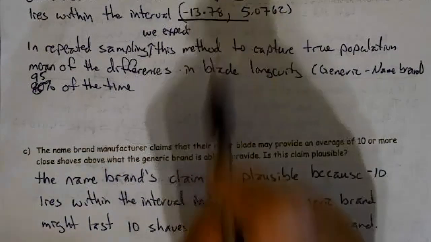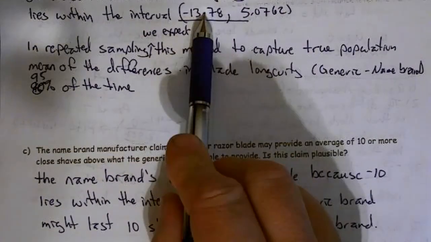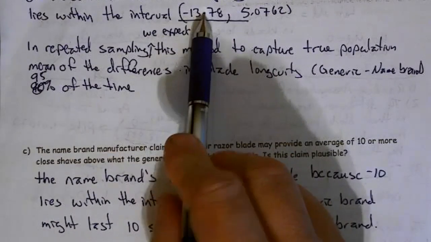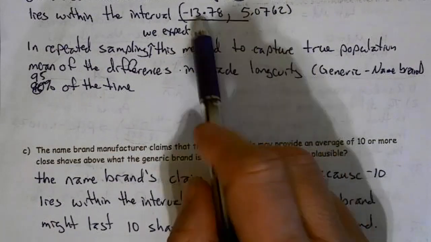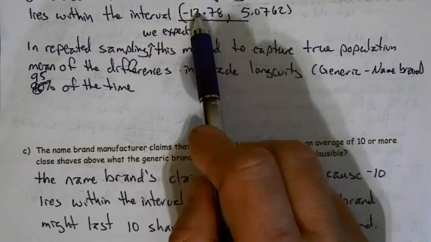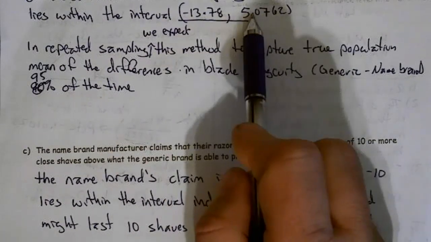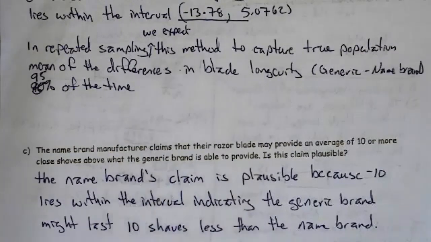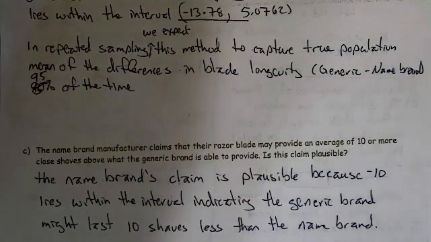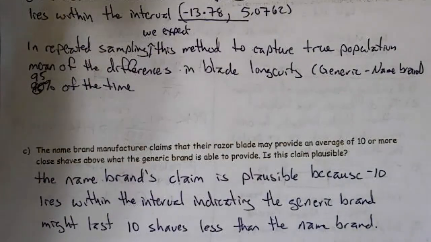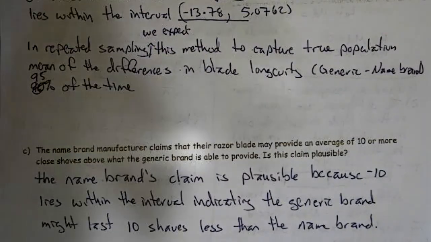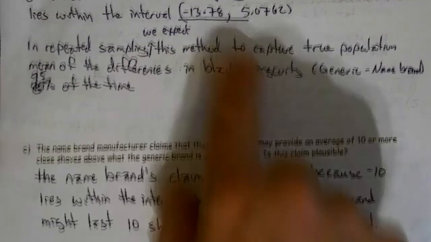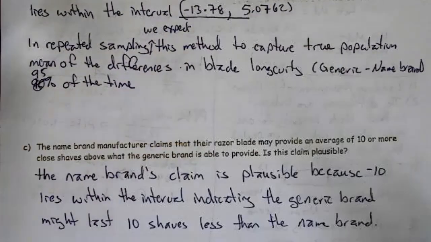In fact, negative 13.7 shaves longer is possible. Or maybe the generic brand lasts 5 shaves longer. So this would say the name brand lasts 13 shaves longer. This says the generic lasts 5 shaves longer. And based on the confidence interval, we can't say that there's a difference, but we can say it's plausible that the name brand might last 10 shaves longer. All right, please remember, any value in between there is a plausible value.